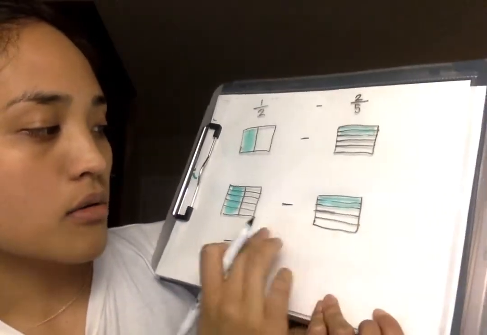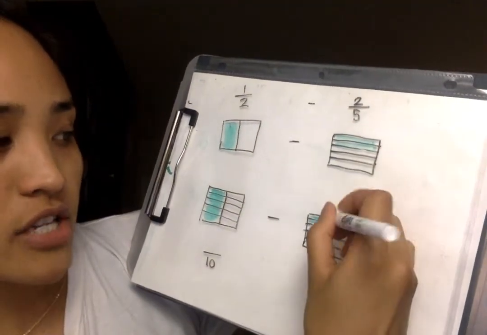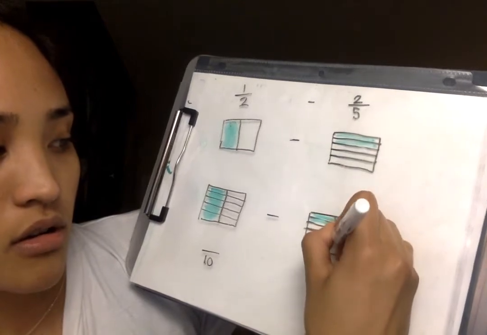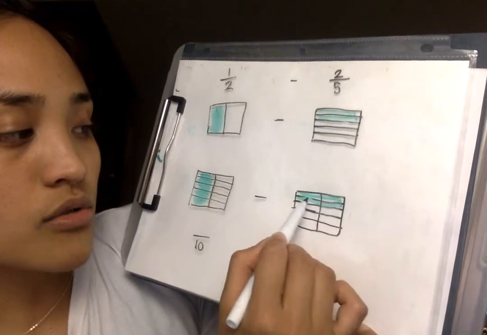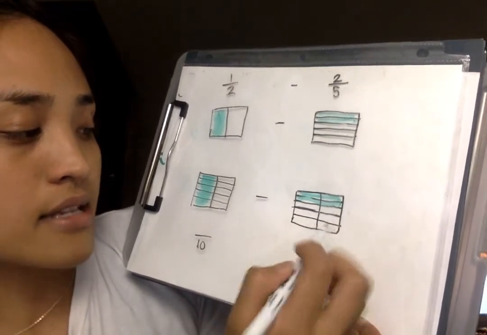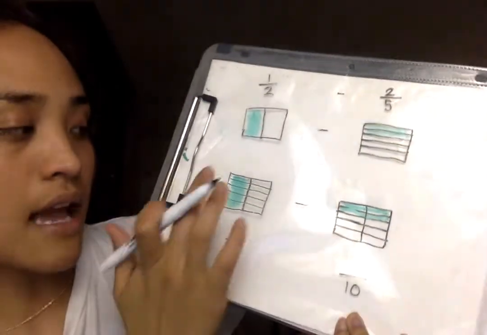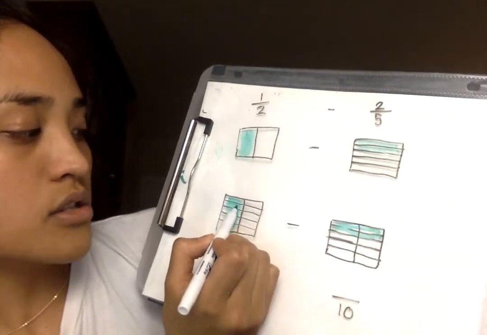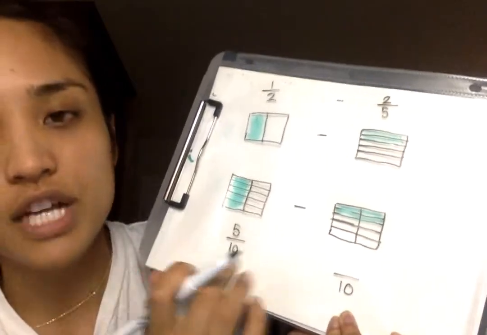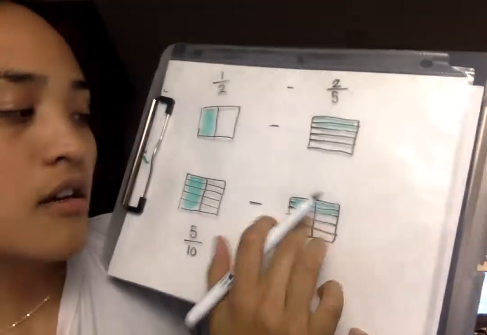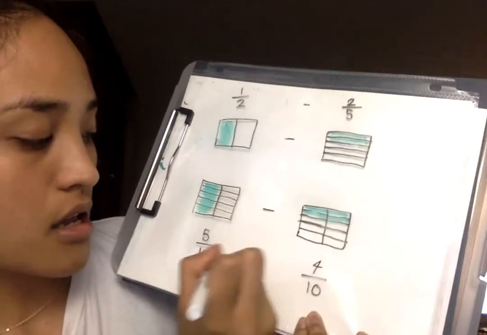And now we're going to put this vertical line over here, and we're going to transfer it right over here. Awesome. How many pieces do we have in total? 1, 2, 3, 4, 5, 6, 7, 8, 9, 10. Awesome. We now have common denominators. Now let's count up our pieces. Or let's count our colored shaded in pieces, I mean. 1, 2, 3, 4, 5. And over here, how many shaded pieces? 1, 2, 3, 4. Okay.